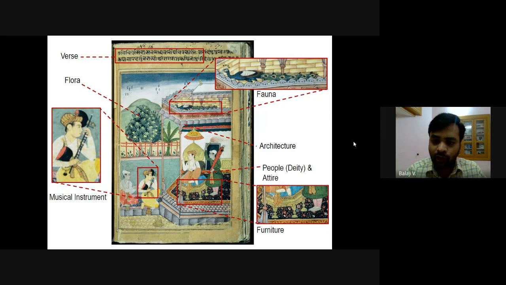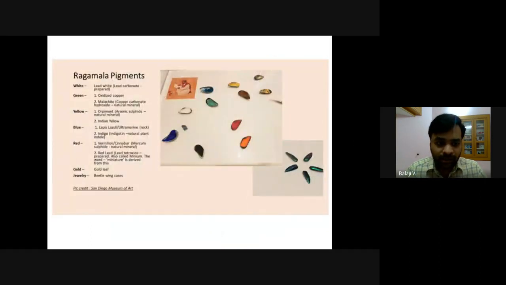There is usually, you find the border also to Ragamala paintings. This one does not have one, but most of the Ragamala paintings have a unique border from which you can identify this. Next, Shruti. So when we come to colors of Ragamala paintings, they are all from natural elements, either minerals or animal or plant products.